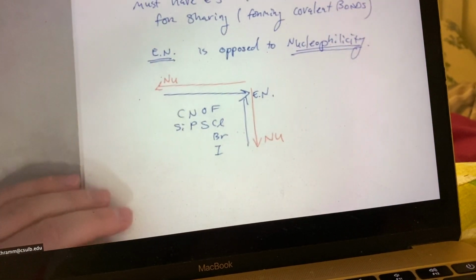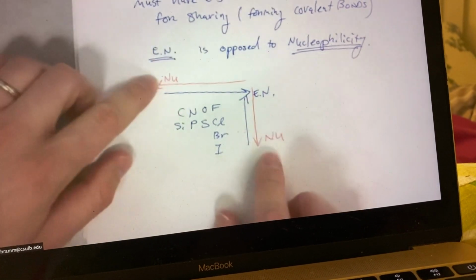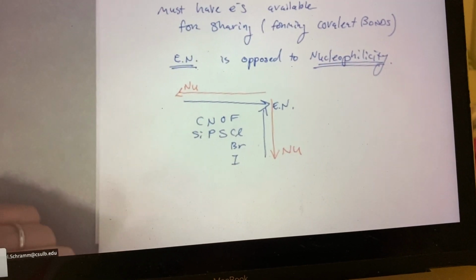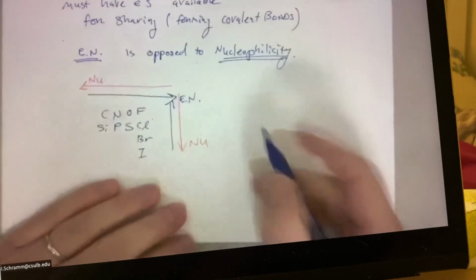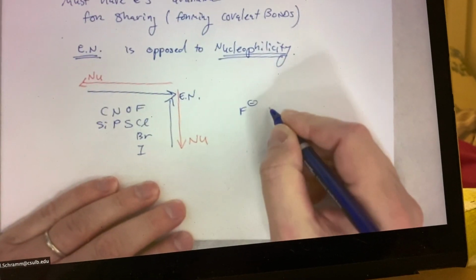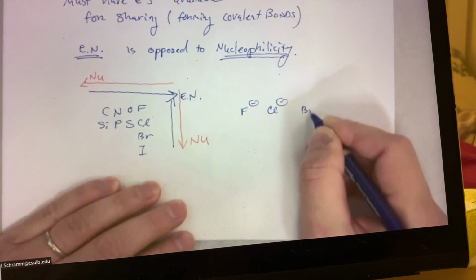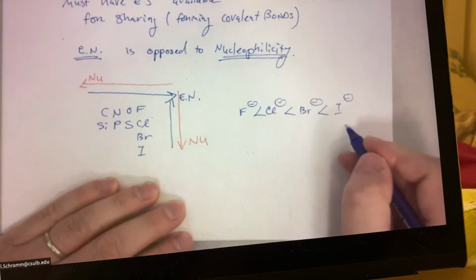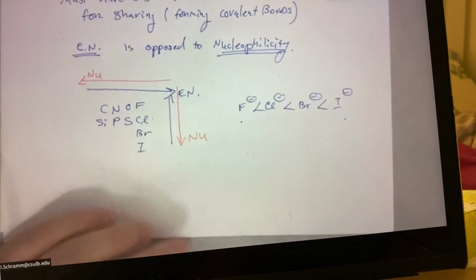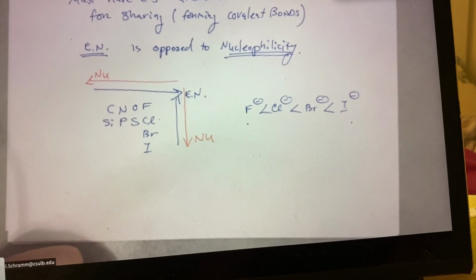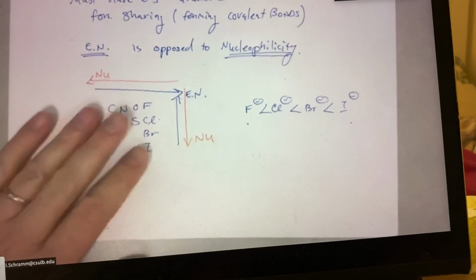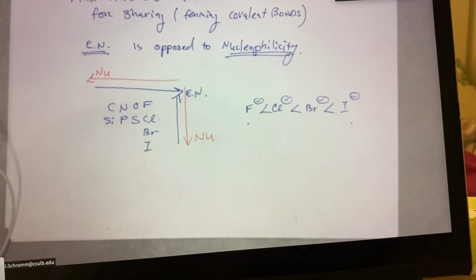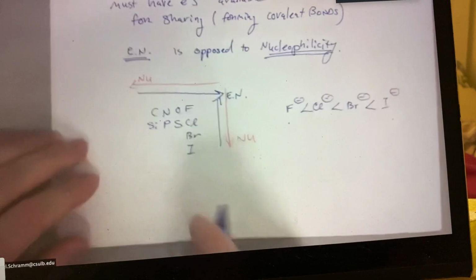And so this particular trend here, that nucleophilicity is opposed to electronegativity, is a very good general trend for us to understand. If we were to apply it, if we had F minus, Cl minus, Br minus, and I minus, this would be the strongest, this would be the weakest. Okay, this is the first bit about nucleophilicity. This is the most important one.